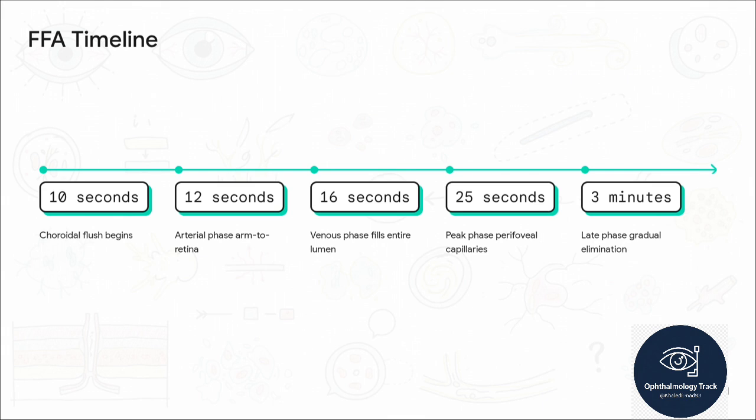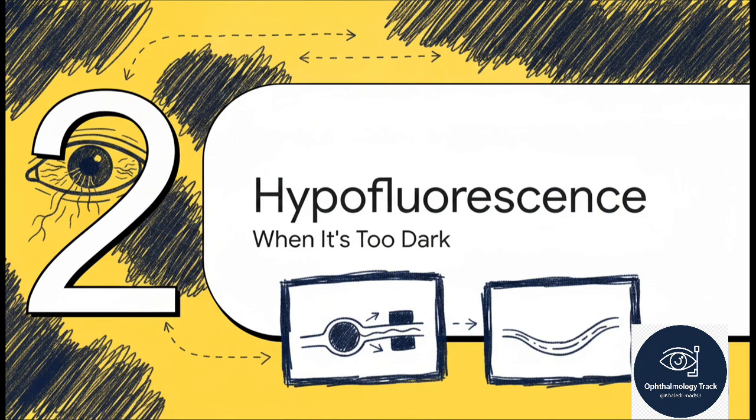And finally, somewhere around the 3 to 5 minute mark, we're in the late phase, which just shows the gradual elimination of the dye. Oh, and keep in mind through all of this, the foveal avascular zone, the FAZ, normally stays totally dark. Why? Well, it lacks blood vessels, and the retinal pigment epithelium, the RPE, physically blocks the underlying choroidal fluorescence. Moving right along to section 2, decoding hypofluorescence patterns. Basically, what's going on when the angiogram is just too dark.